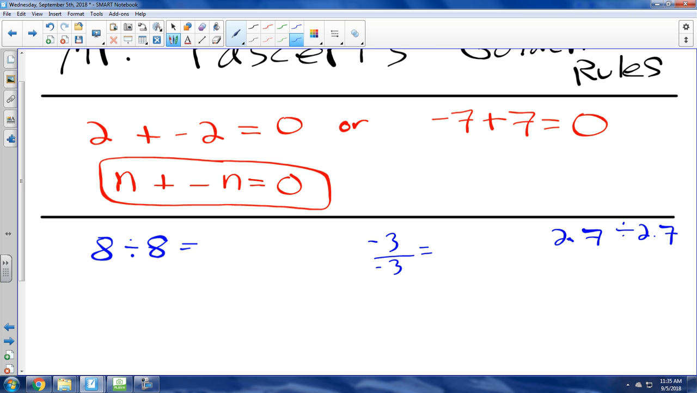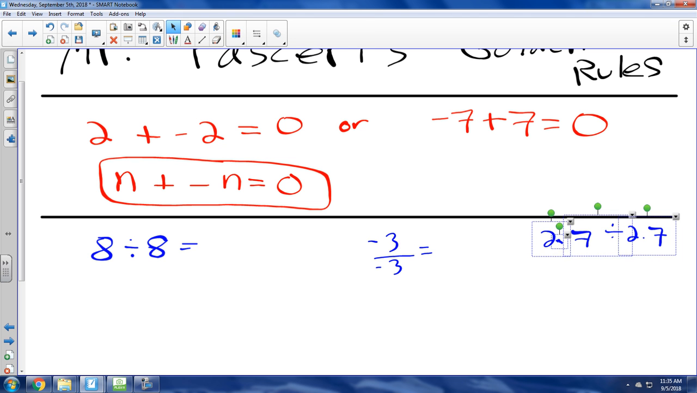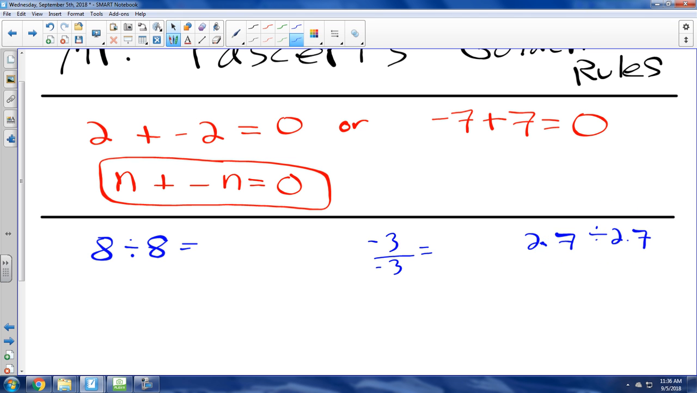What is the answer to the first one? 8 divided by 8. If you know it, just say it. 1. Perfect. So that's 1. What is the answer to negative 3 divided by negative 3? 1. What is the answer to 2.7 divided by 2.7? 1. What's the conclusion? How can we make this into a golden rule? One number divided by the same number is 1.